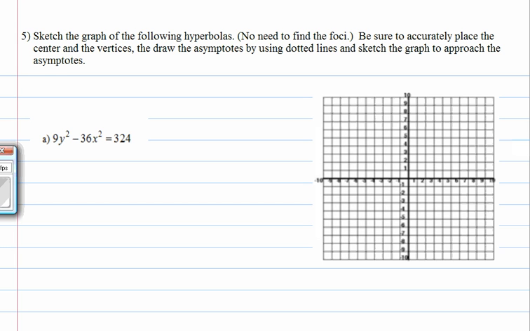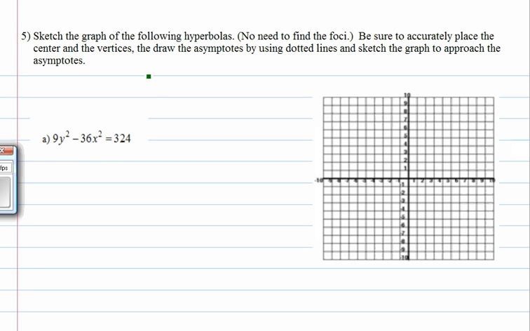We're doing 10.1 to 10.4, number 5. We're asked to sketch the graph of the hyperbola, to find the center and the vertices, and to draw the asymptotes by using dotted lines. All right.